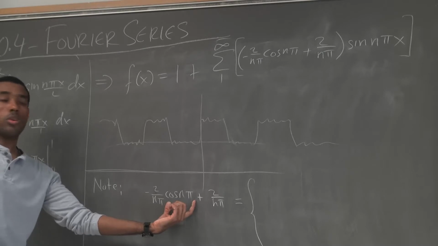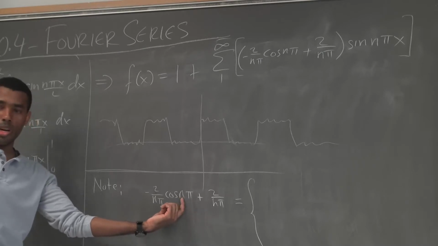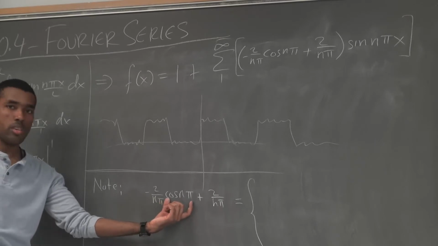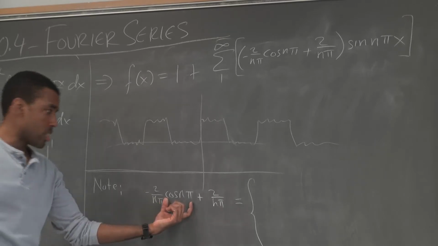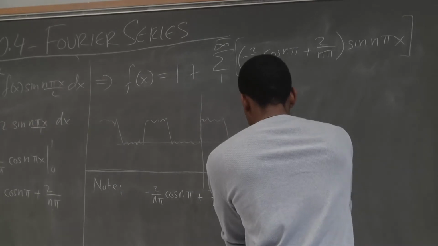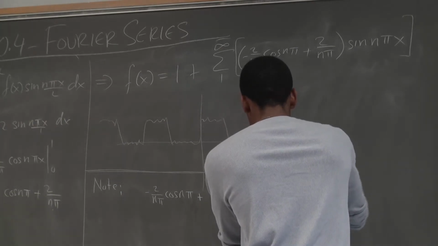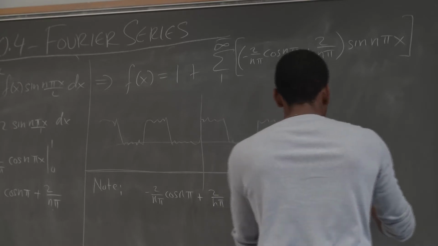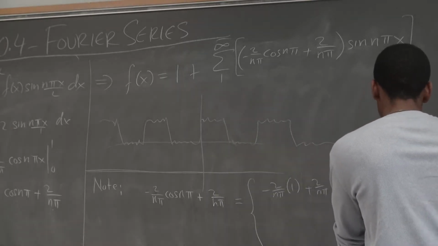Even function. Right, it changes whether n is even or odd, right? So if n is even, what happens? What is cosine n pi when n is even? It's positive 1, right? So it would be minus 2 over n pi times positive 1 plus 2 over n pi, which equals 0 if n is even.